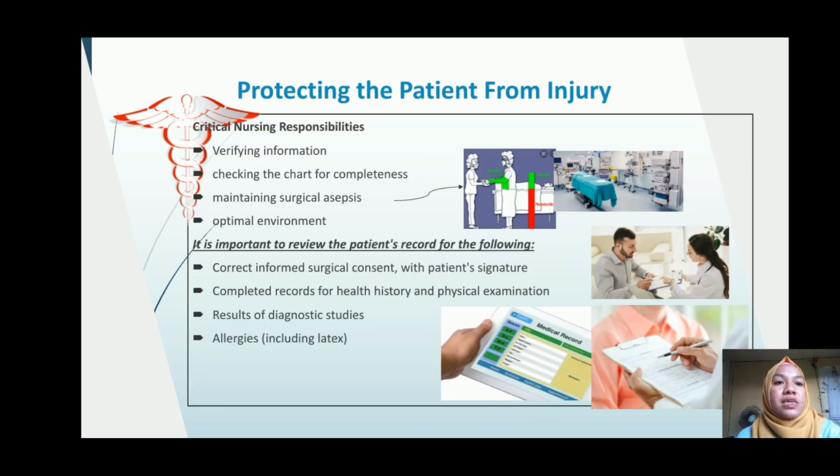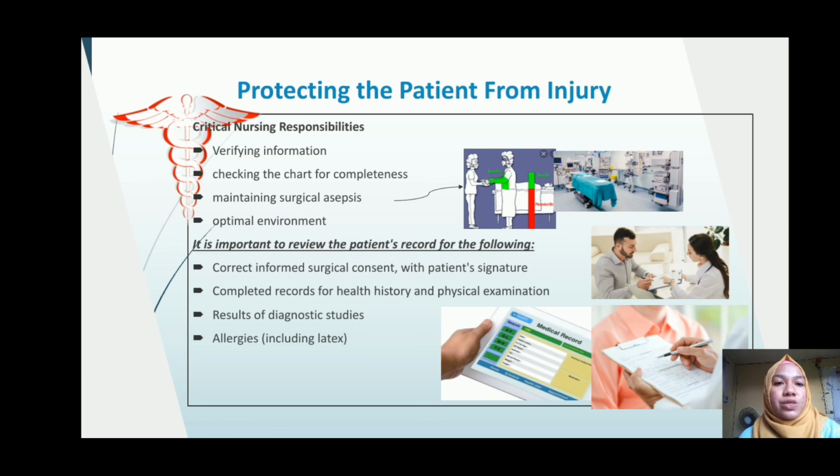Then protecting the patient from injury. To protect the patient from injury, you need to provide a safe environment. Then critical nursing responsibilities are verifying information with the patient, checking the chart for completeness, and maintaining surgical asepsis. Make sure the environment is aseptic and optimal, and also the materials for doing the surgery.